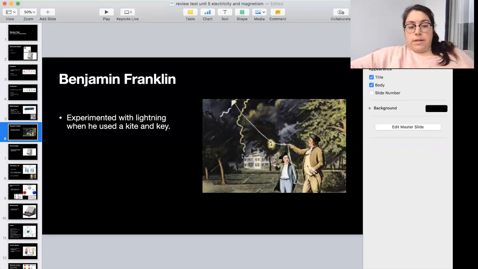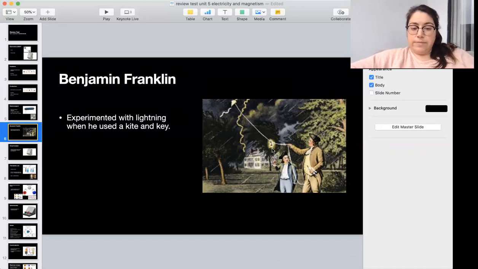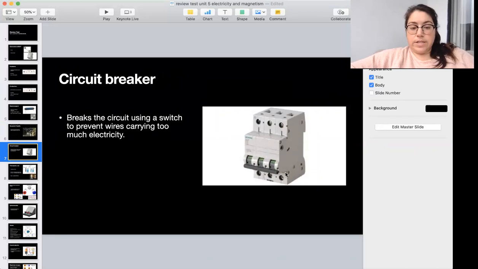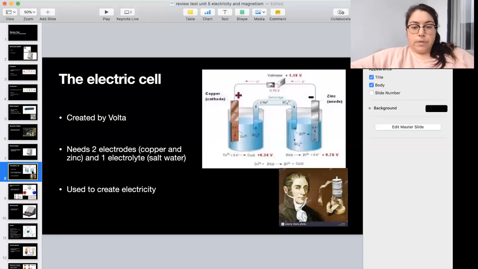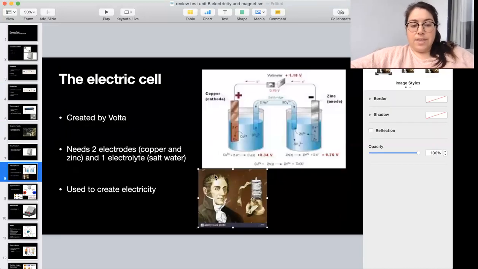Benjamin Franklin experimented with lightning when he used a kite and he tied a key to the string to see if it would be a conductor. Circuit breaker, remember, it breaks the circuit using a switch to prevent wires from carrying too much electricity. Here, remember this guy, Volta? He created the wet cell, a type of cell that needed two electrodes, which would be these metals here, copper and zinc, and one electrolyte that was salt water. And he used the electric cell to create electricity.